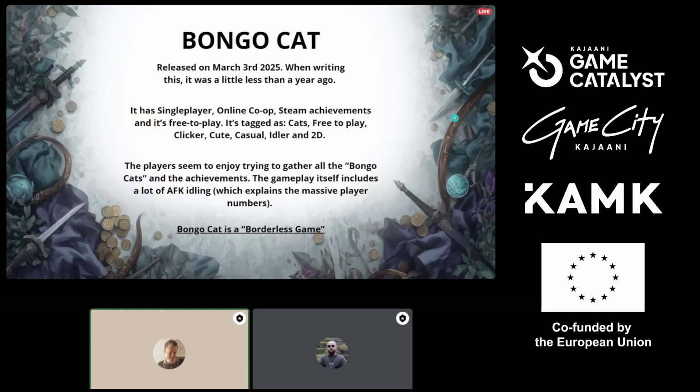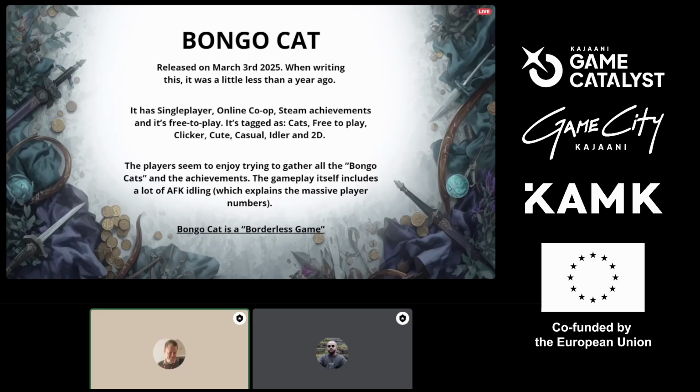Bongo Cat was released on March 3rd, which is a little less than a year ago as of this writing. It has single player, online co-op, Steam achievements, and it's free to play. It's tagged as Cats, Free to Play, Clicker, Cute, Casual, Idler, and 2D. The players seem to enjoy trying to gather all the bongo cats and all the achievements. The gameplay itself includes a lot of AFK idling.